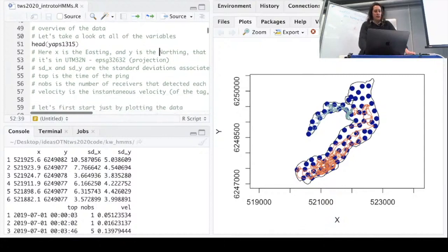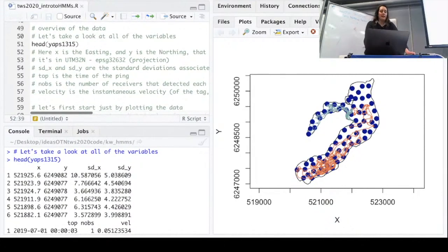So here, just like Henrik was telling us, he does everything in UTM. So we have X and Y, so that's northing and eastings. We also have standard deviation of X and Y.